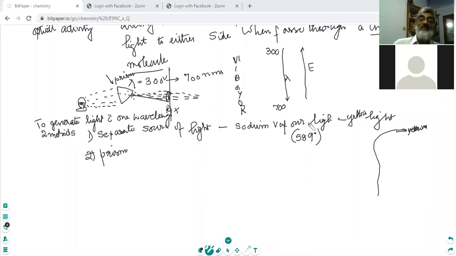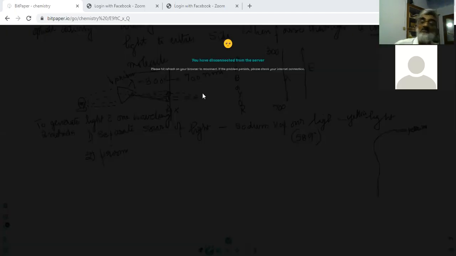Now see here. So this is the sodium vapor lamp. And the second one is the prism, and you can rotate this particular prism so that different wavelengths will come out from here.